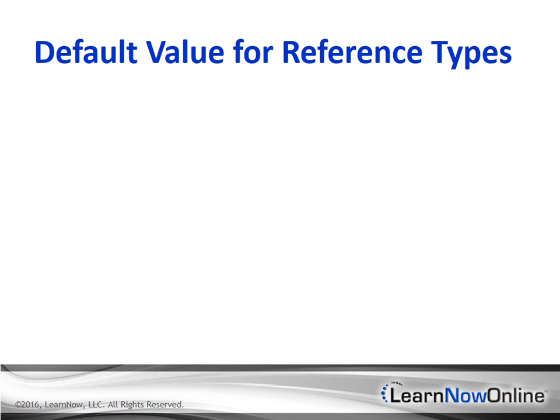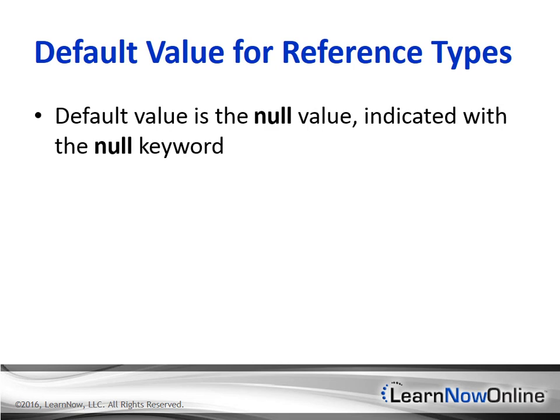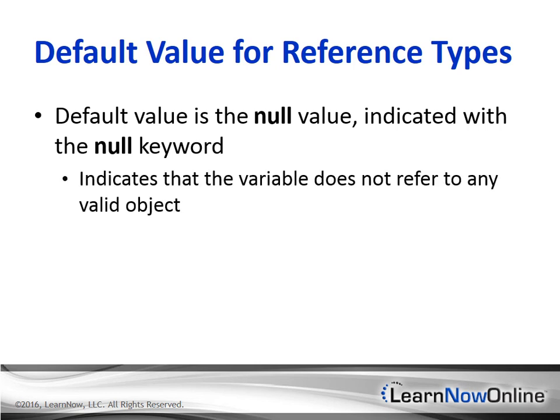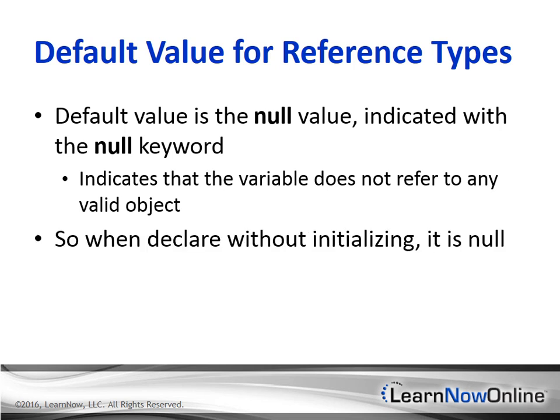Default values for reference types are a bit more interesting than for value types. These are the types that are set to the null value by default, which is indicated by the null keyword. This indicates that the variable does not refer to any valid object. Remember, a reference type stores a reference to an object. Null means that it doesn't have a reference to an object. So any reference types that you declare without initializing them will have a value of null. And that includes strings, object variables, classes defined in the .NET framework, as well as custom classes that you define.